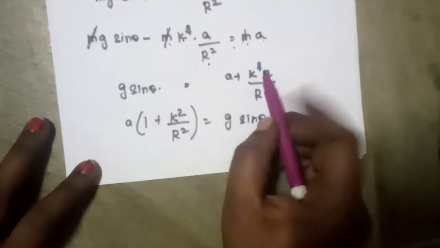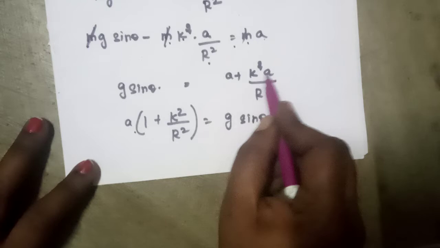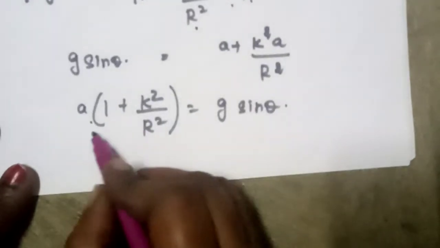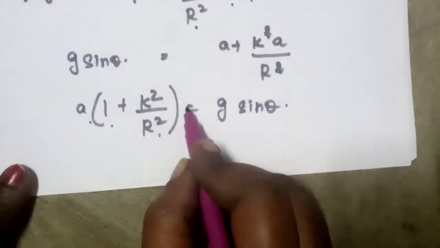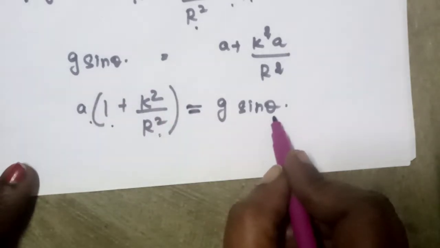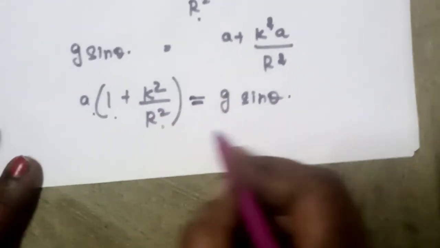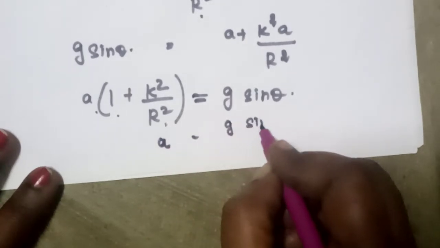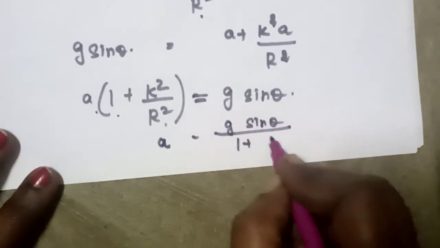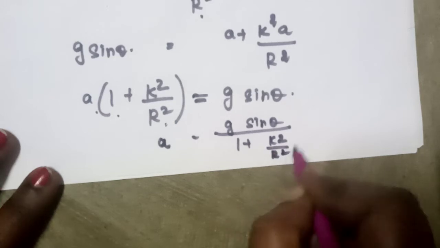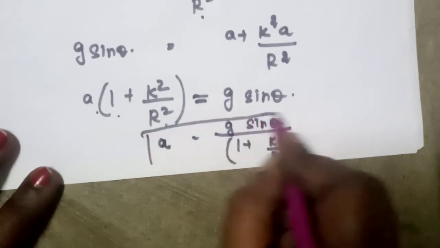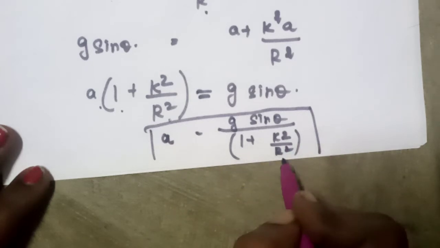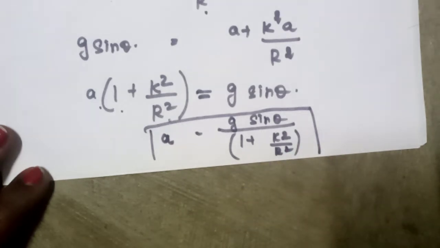Now I am writing like this. The next step, I am going to take this a common. When you take a common, we are getting 1 plus k square by R square, and this is equal to g sin theta. From this you are finding a. So a is equal to g sin theta divided by 1 plus k square by R square. This is the expression for the acceleration: acceleration is equal to g sin theta divided by 1 plus k square by R square.